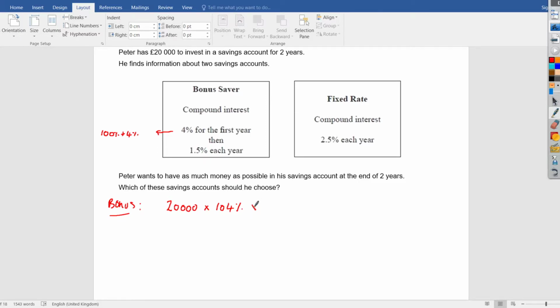Then the second year, he'll have his 100% in that second year, and that gives an additional 1.5% interest for that year. So if I add those together, I get 101.5%.